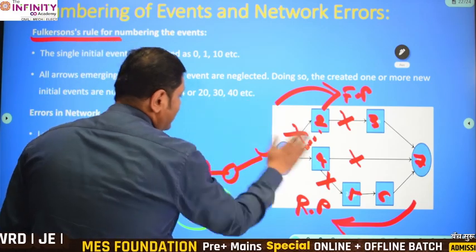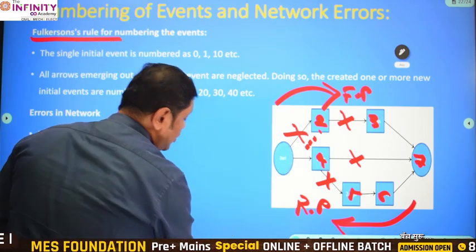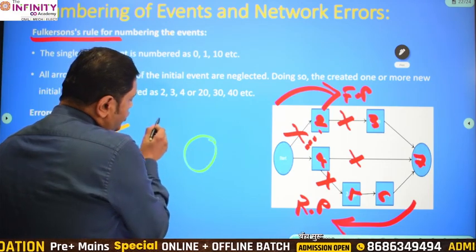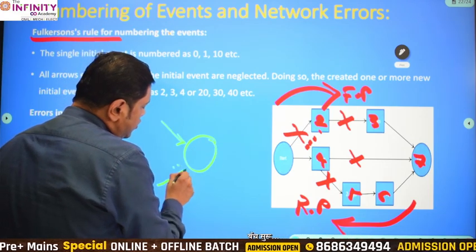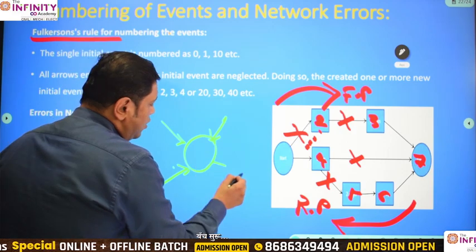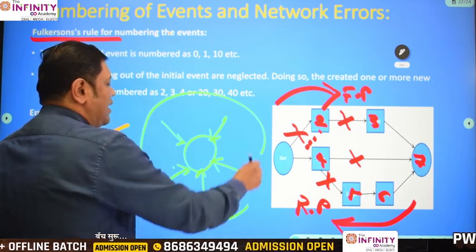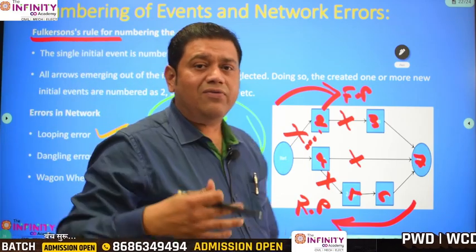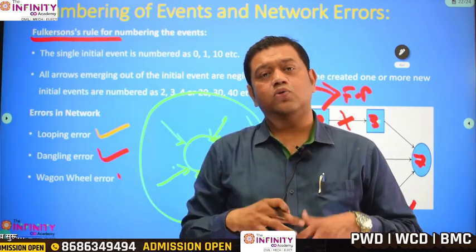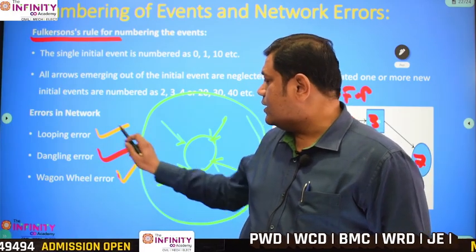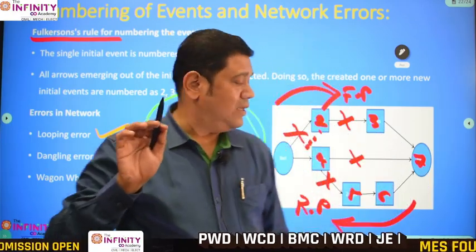And the third error that happens is the wagon wheel error. Meaning if there is an event and you are showing all the relations going towards the event and not coming out of the event, then this is called a wagon wheel error. A wagon wheel error is nothing but an error similar to the wheel of a wagon. So there are these three types of errors that can happen in the network.